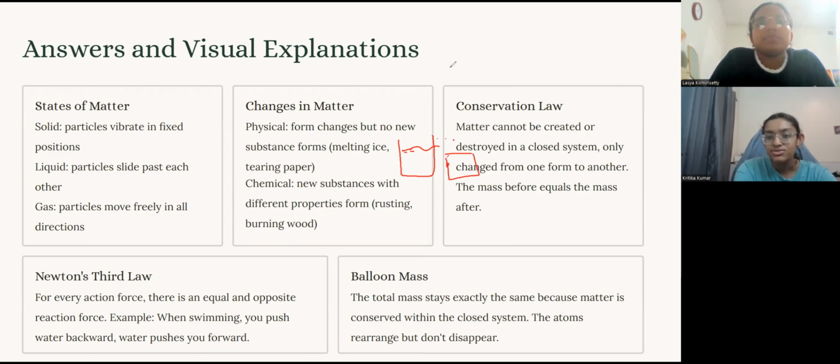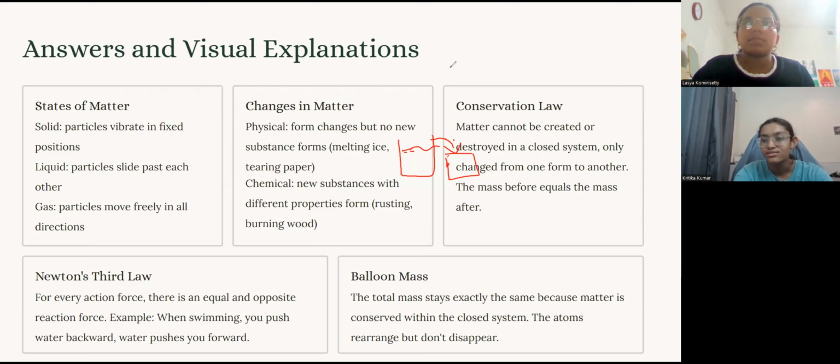So that shows a physical change because it just changed in its form. It went from a liquid to a solid, but it didn't actually change its properties. It's still water in a different state. And then chemical changes, on the other hand, are where new substances form with different properties.